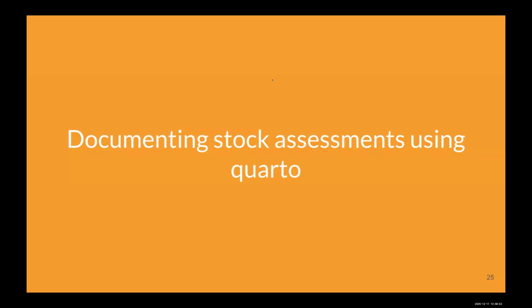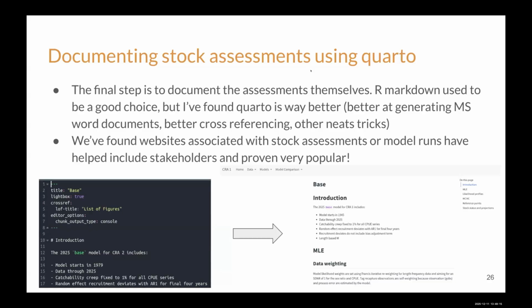And then I guess the final step in the workflow that myself and my team have been using is, you've got the R package, which is the stock assessment code, the model itself, but then you want to document each of your individual stock assessments. So to do this, I've found using Quarto has been extremely useful. R Markdown used to be a really good choice, I think, but Quarto seems to be a lot better. It's fixed up a lot of the really annoying issues that R Markdown had.